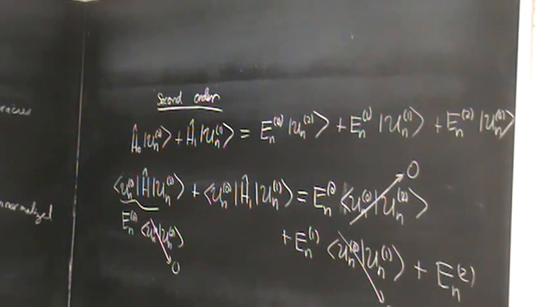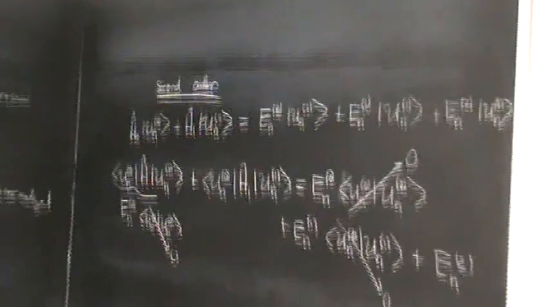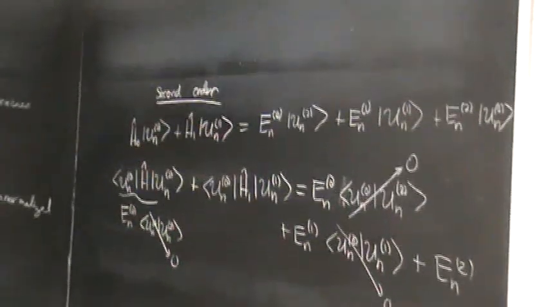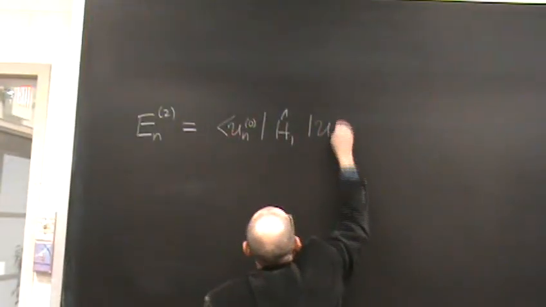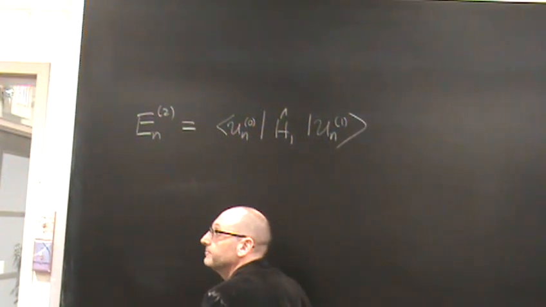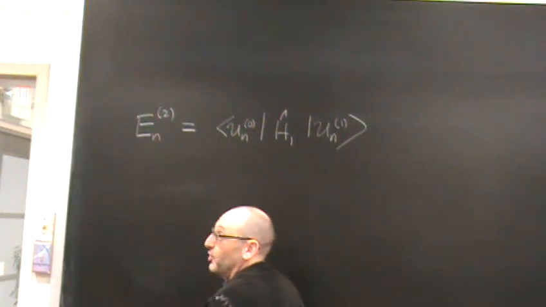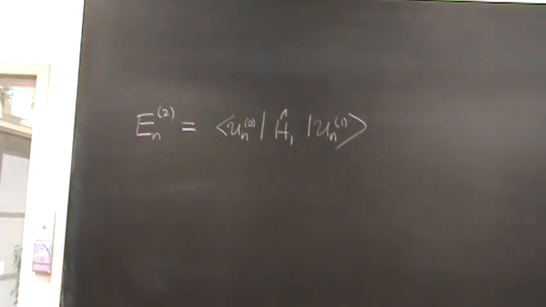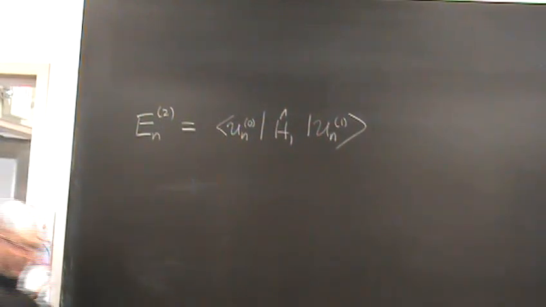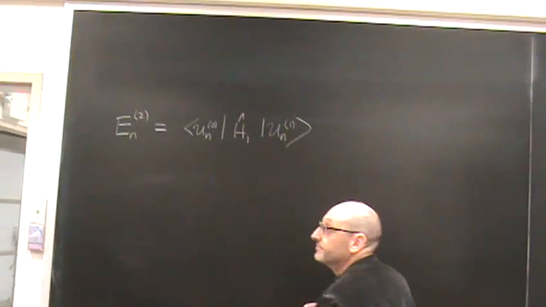The second order correction to the energy is equal to Un0 times that operator acting on Un1. Okay? But we know what Un1 is. Here it is. This is the first order piece in the correction. So now we can plug that in.